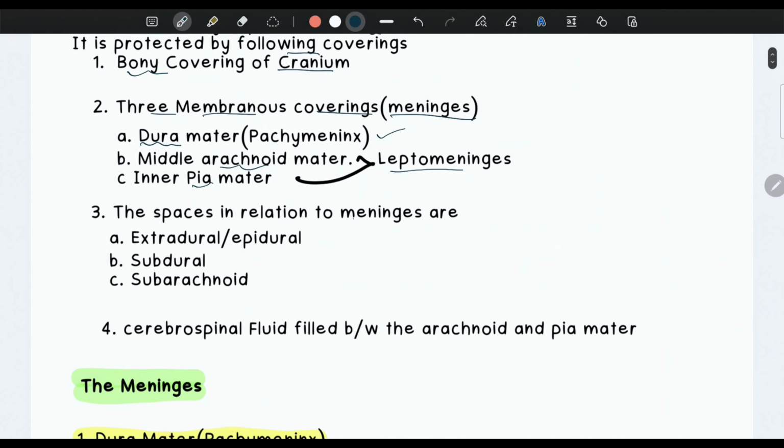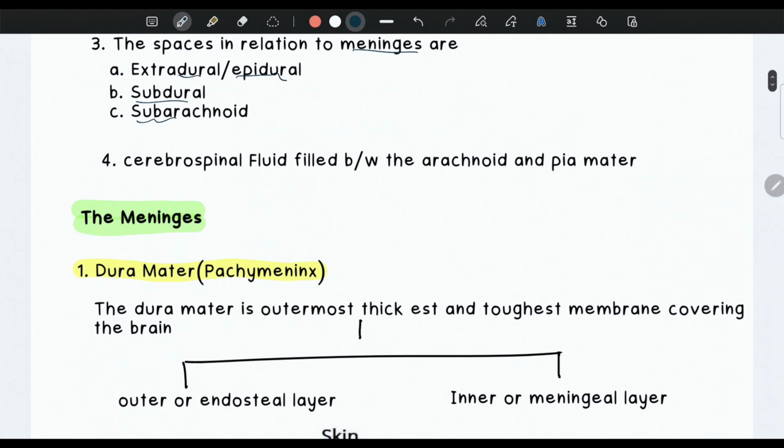Then the spaces in relation to the meninges: the extradural or epidural space, which is present outside the dura mater; the subdural space, which is present between the arachnoid mater and dura mater; and the subarachnoid space, which is present between the pia mater and arachnoid mater. Then the cerebrospinal fluid is filled between the arachnoid and pia mater, which acts like a cushion for the brain.